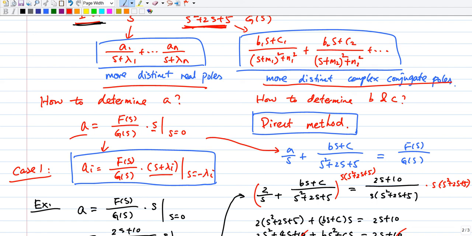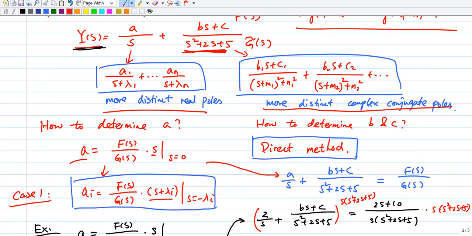So how about this B and C's, or like B_i and C_i? Okay, so I don't have any method. You cannot use the same method over here. Don't use this method. It doesn't apply. We have to use the direct method. Okay, the direct method I mentioned in the previous video.